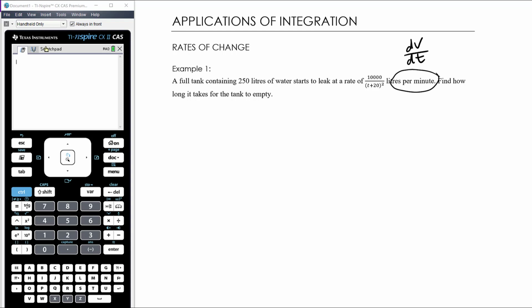Now what we need to be really careful about here is that it is leaking at this rate. So dV/dt is going to be negative 10,000 over (t plus 20) squared. Okay, so be careful about that. All right, so we know dV/dt is negative 10,000 over (t plus 20) squared. Find how long it takes for the tank to empty.